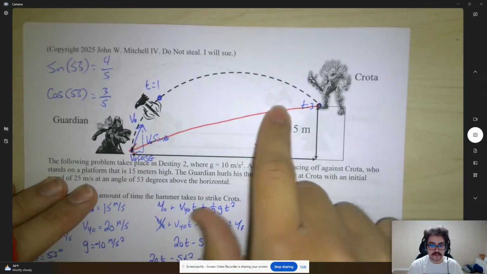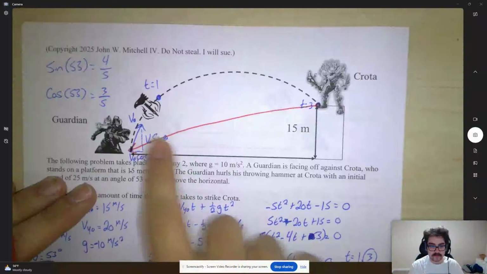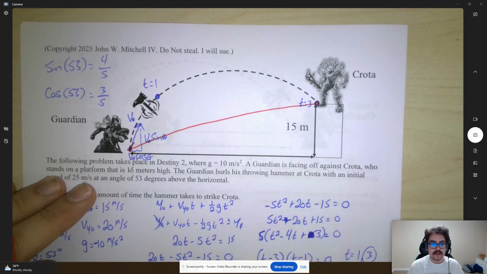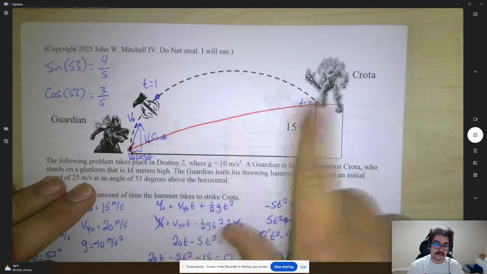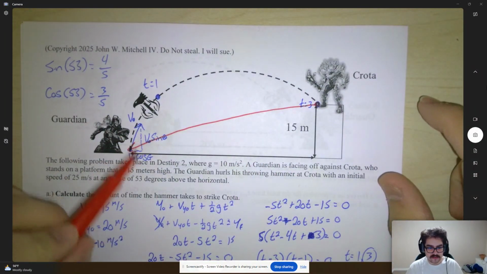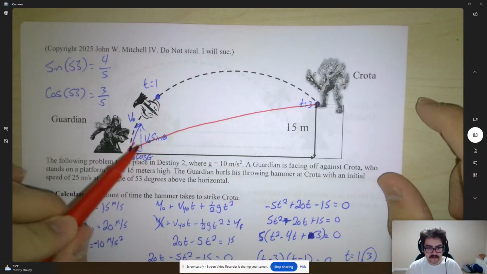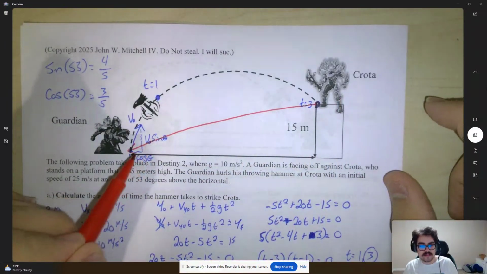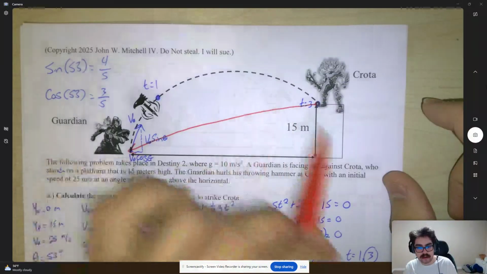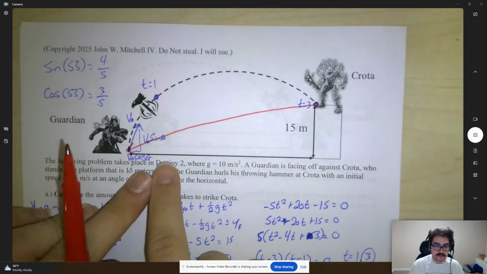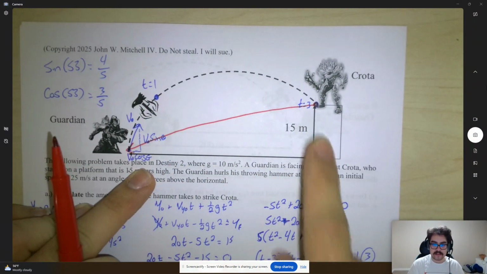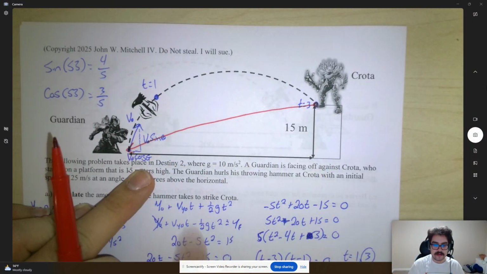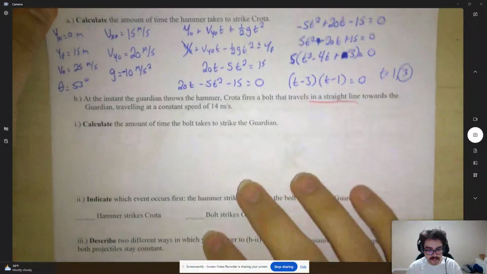So I need to figure out the hypotenuse of this triangle. You can't really use the 53 degrees over here, okay? Because again, this isn't being launched directly at Crota. This is being launched in a parabola. But we can figure out the horizontal distance, because if we know t is equal to 3 and we know the x speed, we can figure out the distance, right?